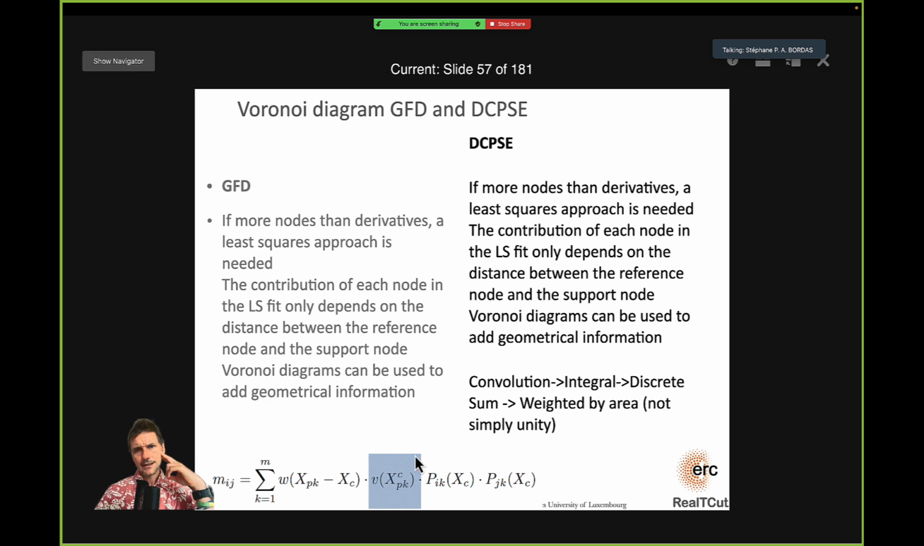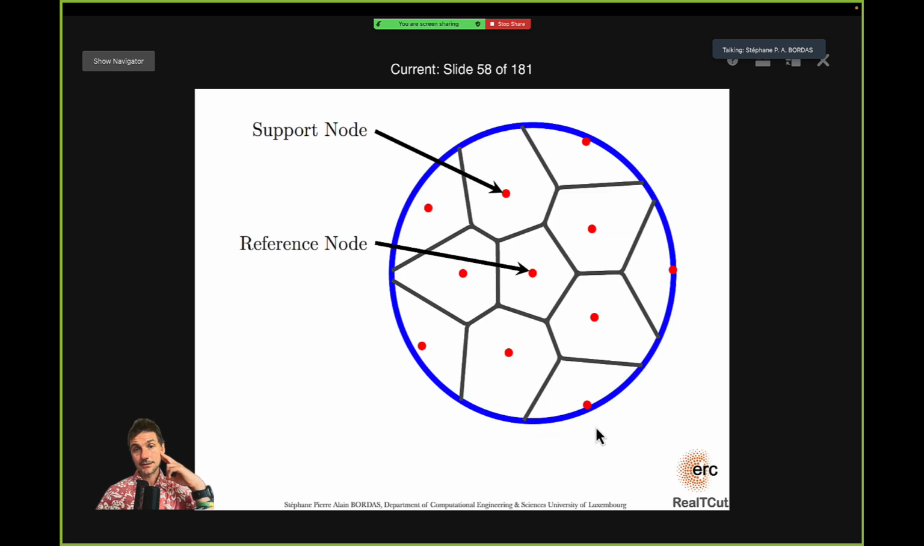So in DCPSE, if more nodes than derivatives, there is a least squares approach, and the contribution of each node in the LS fit only depends on the distance between the reference node and the support node, and the Voronoi diagram can be used. But we use a convolution, an integral, discrete sum, weighted by area, and not simply unity. So this is what DCPSE changes. So let's look at how it looks.